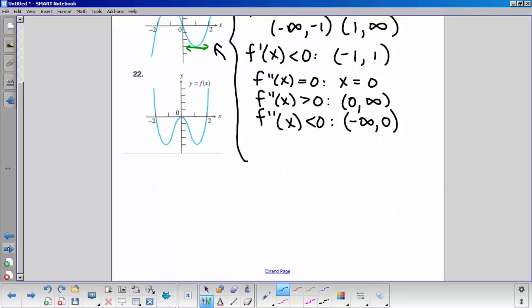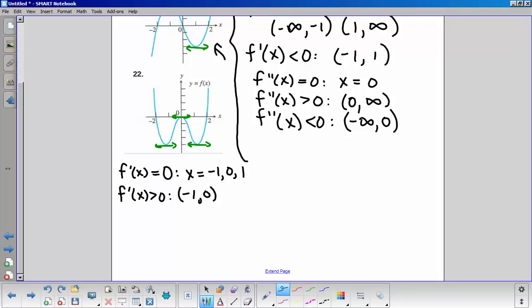Number 22. F prime of x equals 0, right? That's when we're going to have horizontal tangents. Everybody, not all at once. Quickly. X equals negative 1, 0, and 1. All right, f prime of x is greater than 0. Positive slopes or increasing? 0 to 1. Or negative 1 to 0. Good. Negative 1 to 0 and 1 to infinity. I like it.